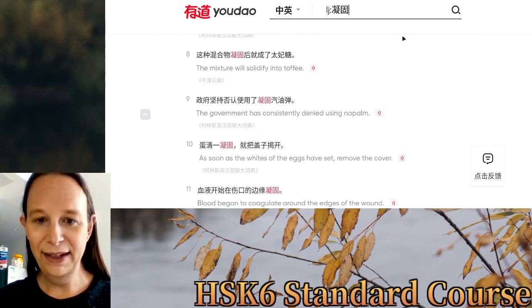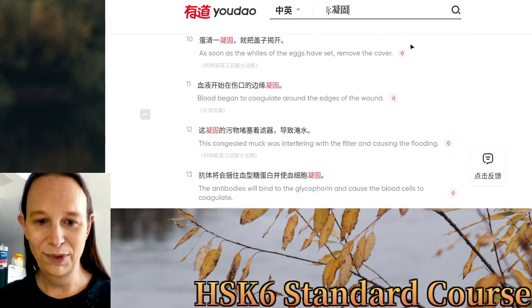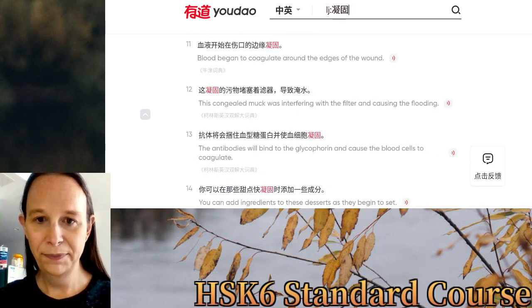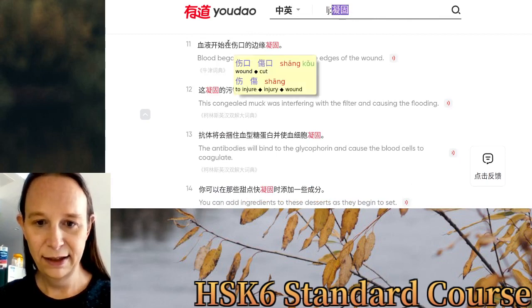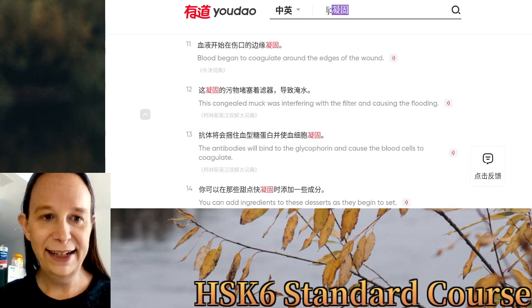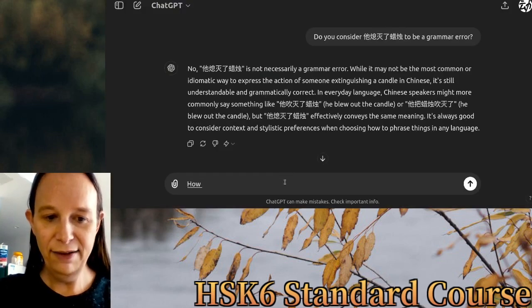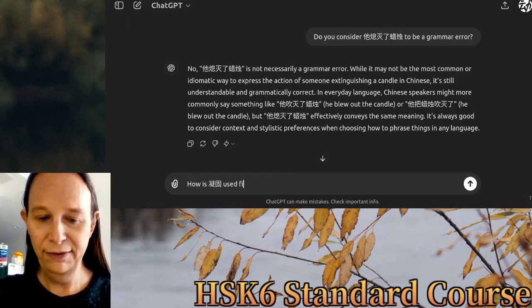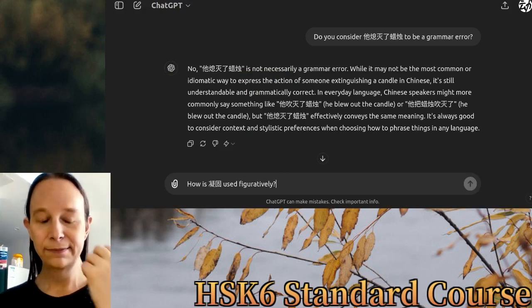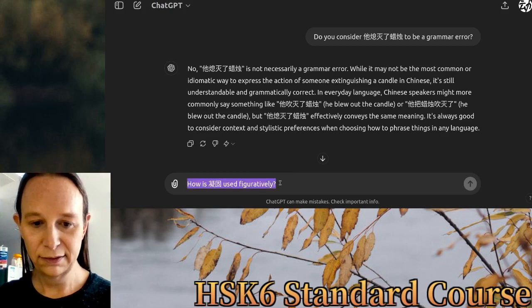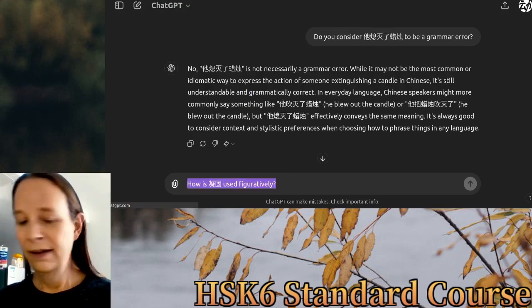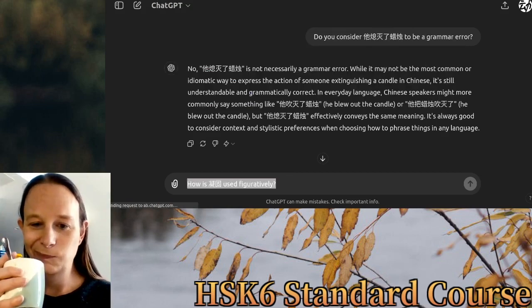We want to do something like the more metaphorical version. I'm going to start ChatGPT. These all seem very coagulating. How is it used figuratively? Hmm. 加油.